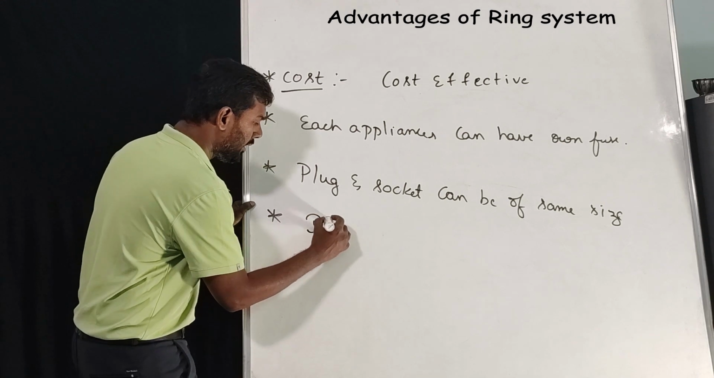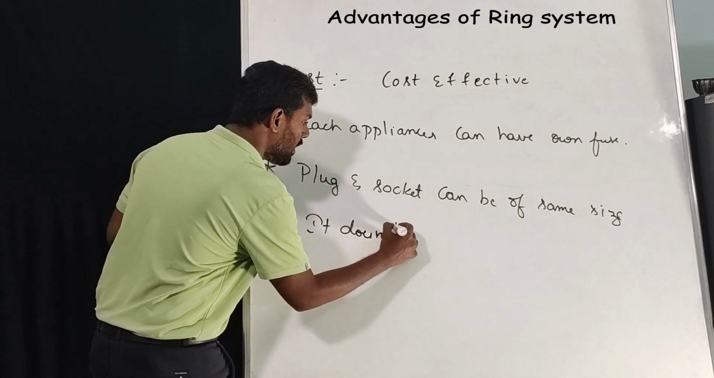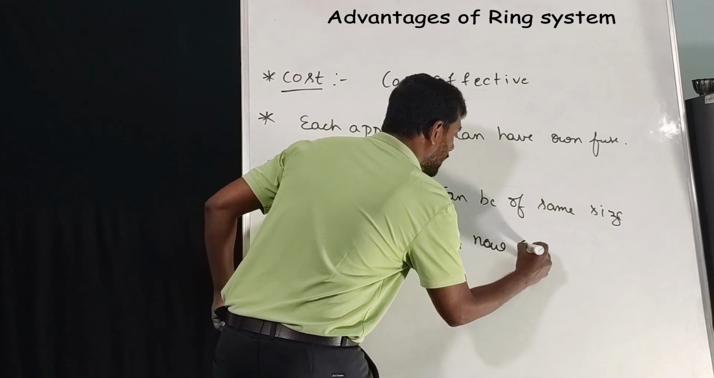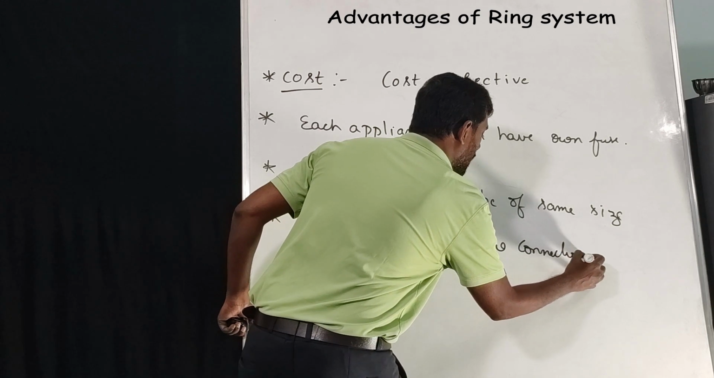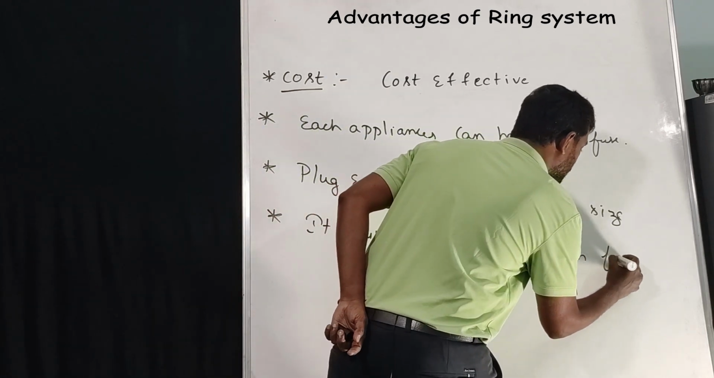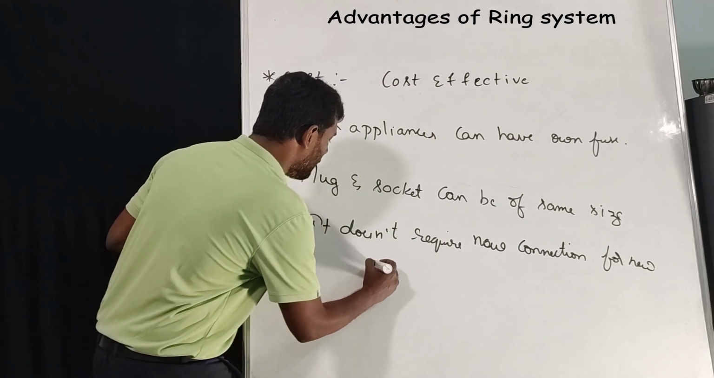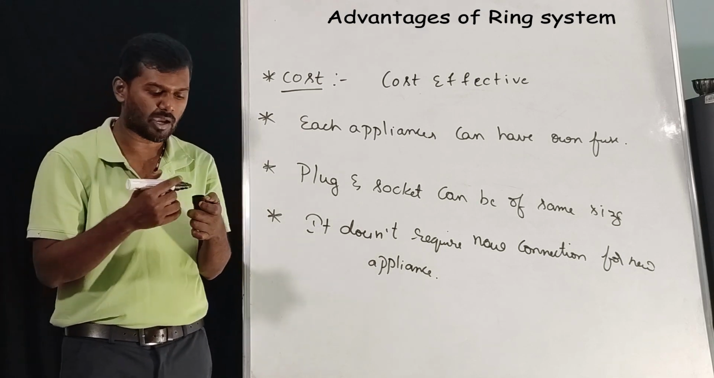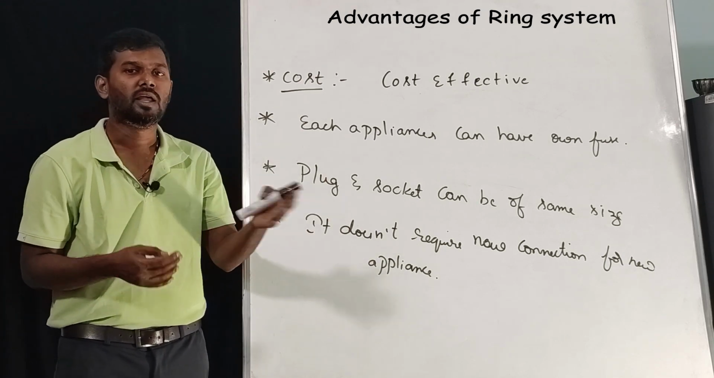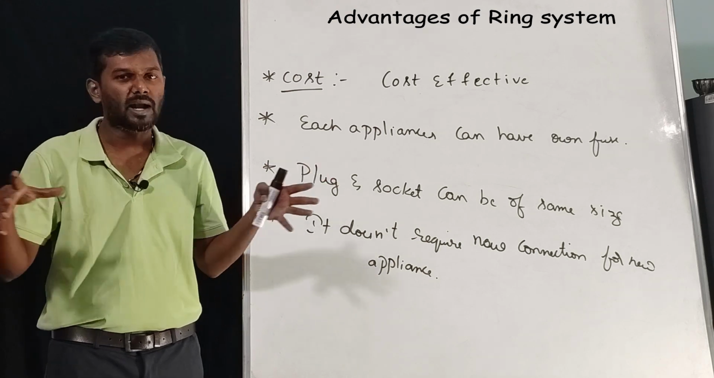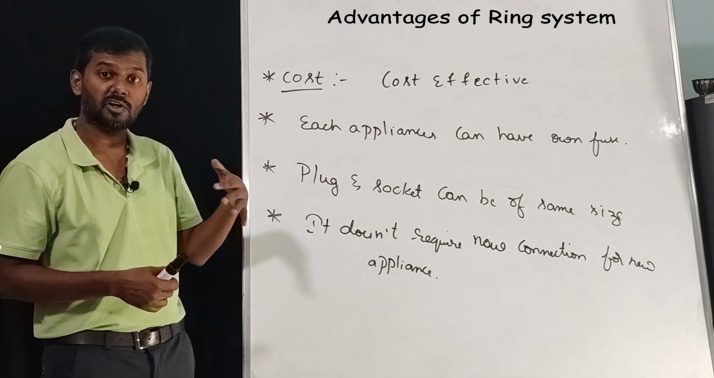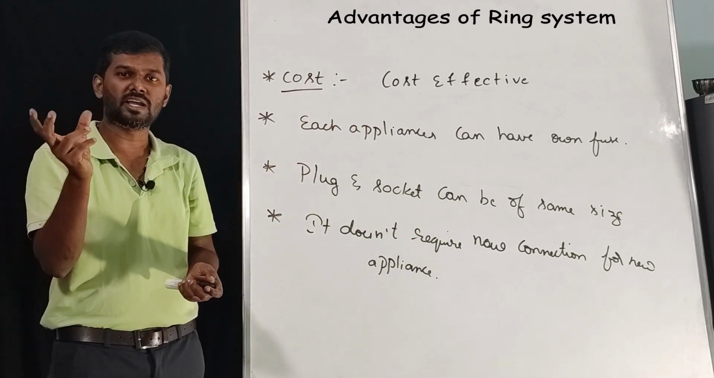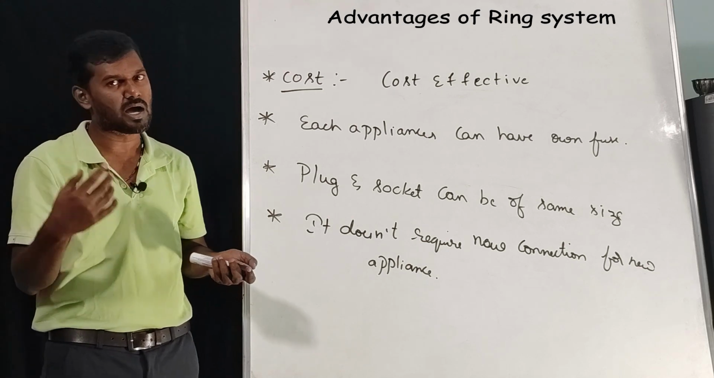Then it does not require a new wire connection for any new appliances. That means, assume in the first year you bring a TV, next year you bring a washing machine, and you keep on adding electrical appliances, correct? For new appliances, we don't require a new connection. Anyhow, the ring system is there, so we can just tap the connection easily.